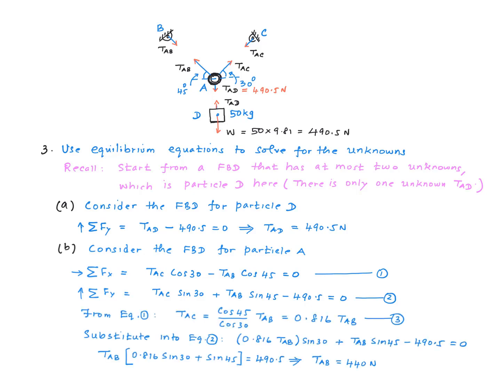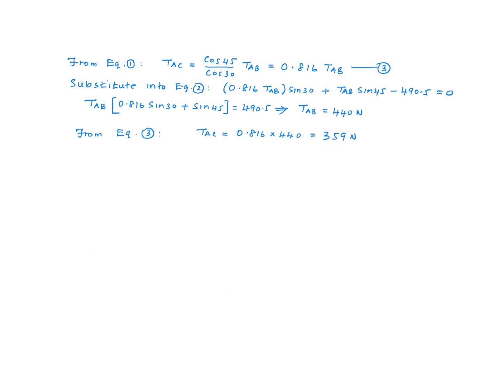So here are the details. From equation 1, I find that TAC equals 0.816 TAB. Substituting that into equation number 2, I get a value of 440 Newton for TAB. So the details are pretty easy to follow. I'll let you follow. So I brought a couple of steps from the previous slide here. Now substitute the value of TAB into equation number 3. I get a value of 359 Newton for TAC. That's it.